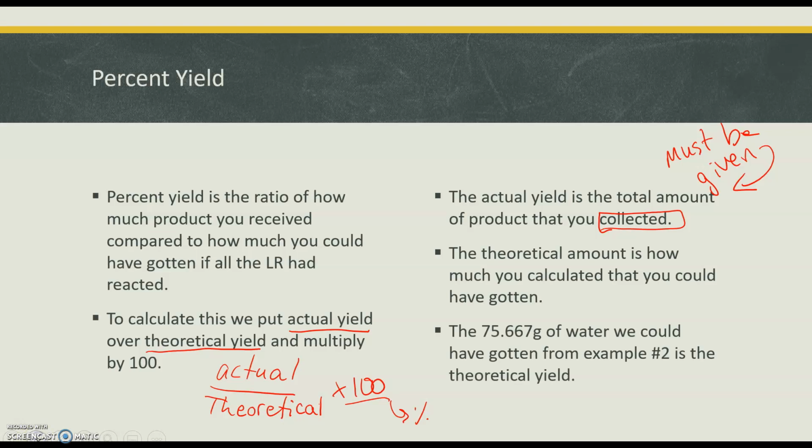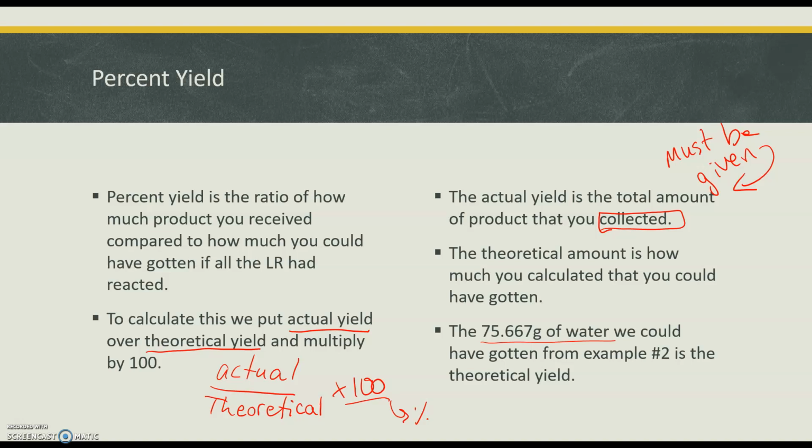Thinking back to that example problem, the 75.667 grams of water is the theoretical yield from our example 2. This is how much we calculated that we could get from our limiting reagent.